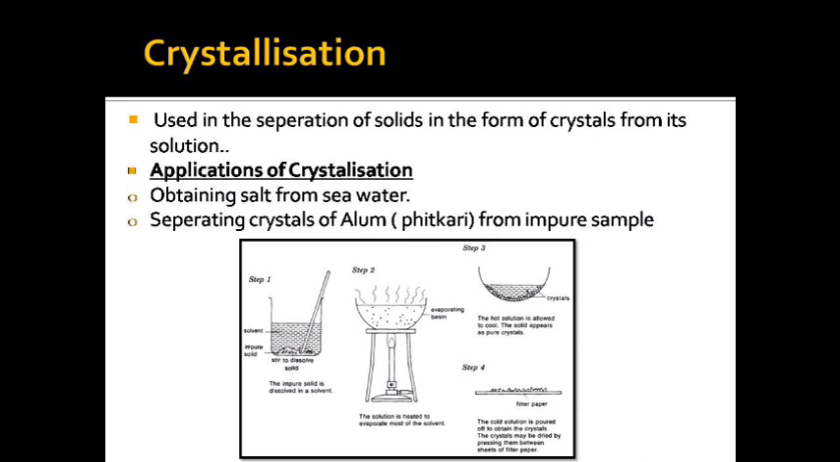This process is carried out in four steps. In the first step, the impure sample is mixed with water. In the second step, the solution is heated firmly until all the water content is evaporated. In the third step, only the solid content, or the salt, is left behind, and in the fourth step, it is allowed to cool for some time so that it can become crystals. So if we want to obtain some solid out of a solution in the form of crystals, we use the crystallization process.